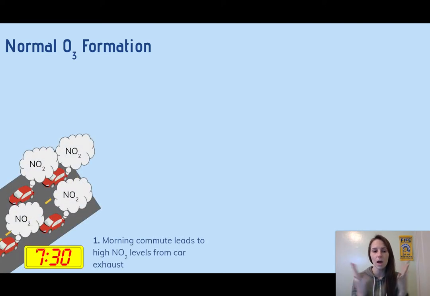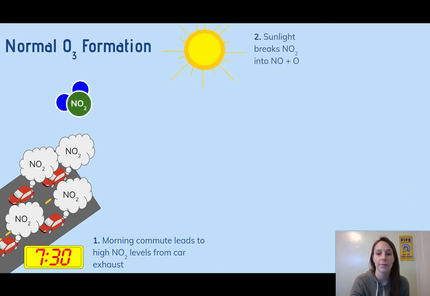So in order to understand the photochemical smog and how that is formed, we actually need to look at the normal ozone formation that we typically see because of human impacts. First, our morning commute is going to lead to higher nitrogen dioxide levels from car exhaust. Remember that gasoline and this exhaust is going to give us a lot of our NO2. So we're going to have a lot of NO2 in the atmosphere.